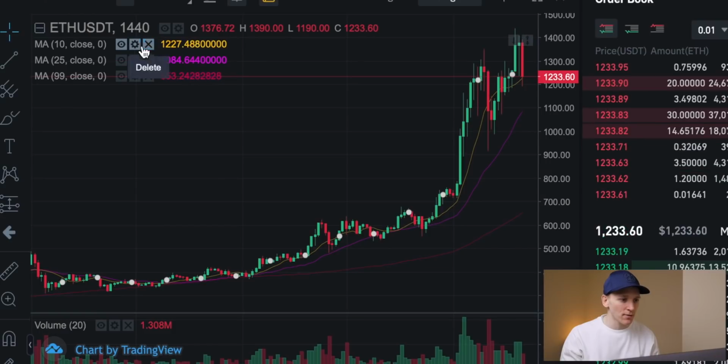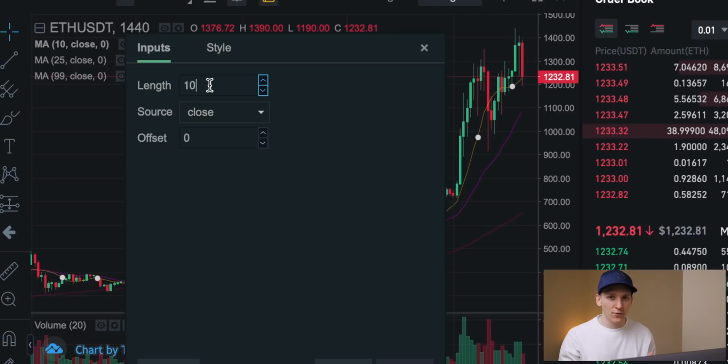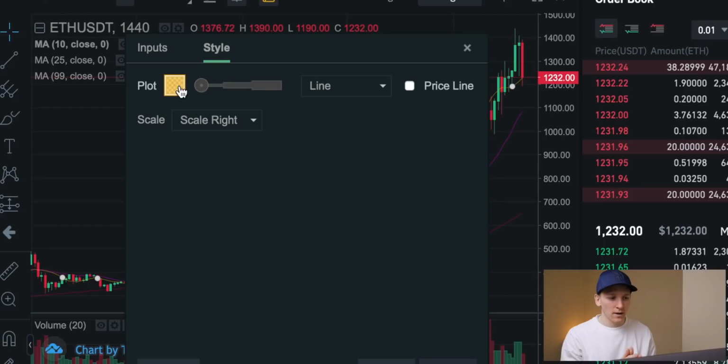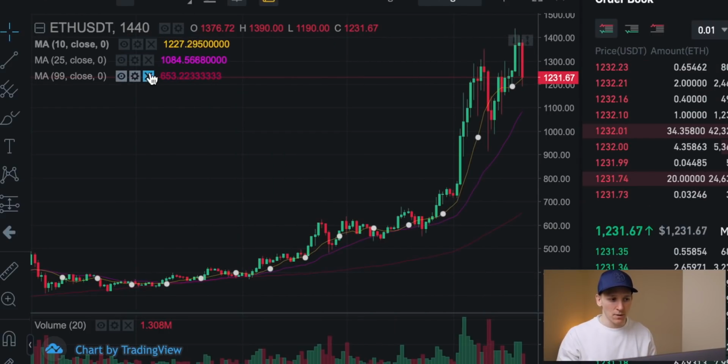So I'm just going to click on this one, the format button on the 10-day moving average. You can change the length of the moving average. So it will calculate this for you. Change that to anything you want. You can change it to a 30-day. I'm happy with 10-day though. And then you can change the style. So you can change the thickness of the graph and also the color of it as well. So you can do that there, and then you can get rid of them as well just by pressing X.